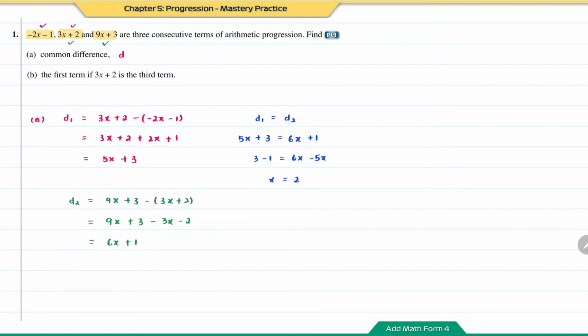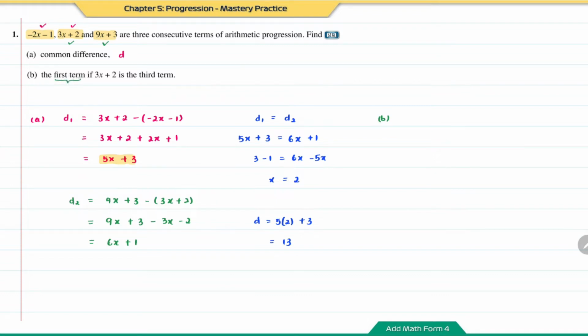Now, to find the common difference, I'm going to substitute x equal to 2 into d1. Therefore, the common difference is going to be 5 times 2 plus 3, which is equal to 13. If you substitute x equal to 2 into d2, you're going to get the same result as well. Now, let us solve for question B.